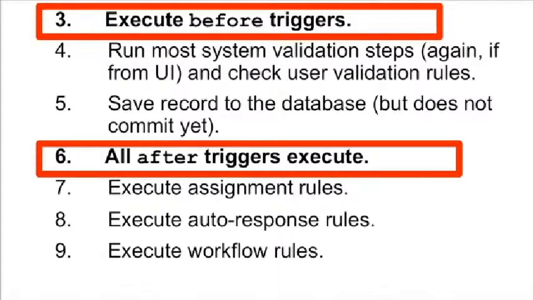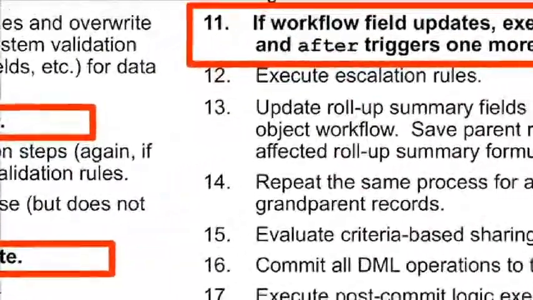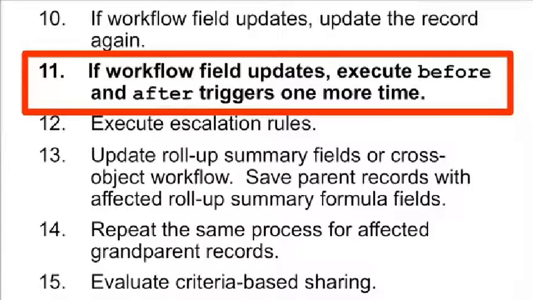Okay? Then we are going to execute our after triggers. Now we have access to system-generated fields. Okay? Then we execute a bunch of different rules. So we execute things like assignment rules, auto-response rules, workflow rules. Our workflow rules might perform a field update. And if they do a field update and our triggers are set to fire when a record is updated, we will execute the before update if it exists and the after update if it exists.